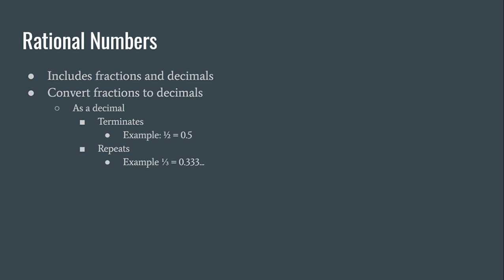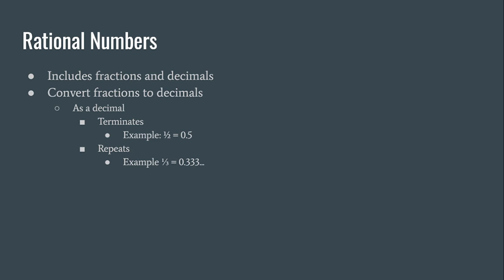If it terminates, that means once you convert it to a decimal, it ends at some point. A good example, the easiest one that everyone likes to use, is 1/2. 1/2 as a decimal is 0.5, and it stops there. There's nothing past it, so it just ends. We call that terminates, just a big word for end.